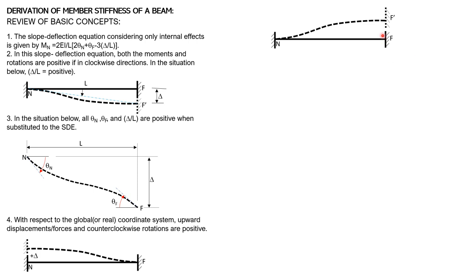However, for this case here, though this is a positive displacement, when you substitute delta over L into the formula, because the chord from near end to far end rotates counterclockwise, then this is treated negative. In other words, delta is treated negative, although it's a positive direction for our final answer with respect to the global coordinate system or the real coordinate system. So for this case, both thetas at the near end and at the far end rotate counterclockwise. So they are positive rotations with respect to our final answer. But when you substitute them into the slope deflection equation, these thetas are treated negative, as well as the delta over L, because the chord rotates counterclockwise.